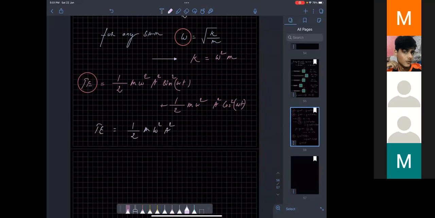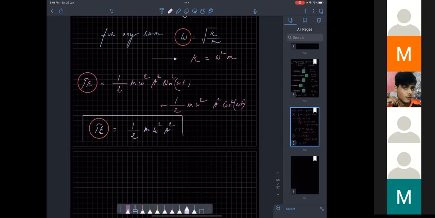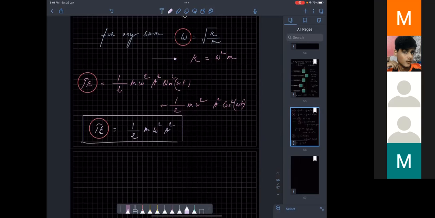And sin square theta plus cos square theta is 1 only. So see, total energy is independent of time, and it is a constant value, right? So total energy always will be constant. That means total energy is conserved. Are you understanding?